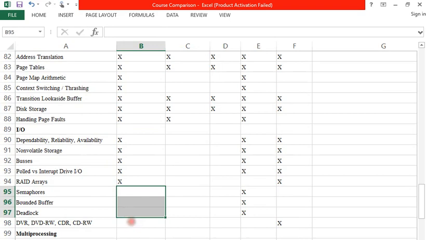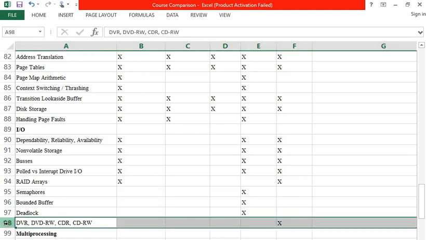I left semaphores, bounded buffer, and deadlock out just because in order to take the MIT course, you have to have operating systems as the prerequisite. It is not a prerequisite here, so I felt throwing that concept at you guys before you take operating systems would have just been unfair. But other than that, and you can store to a disk.